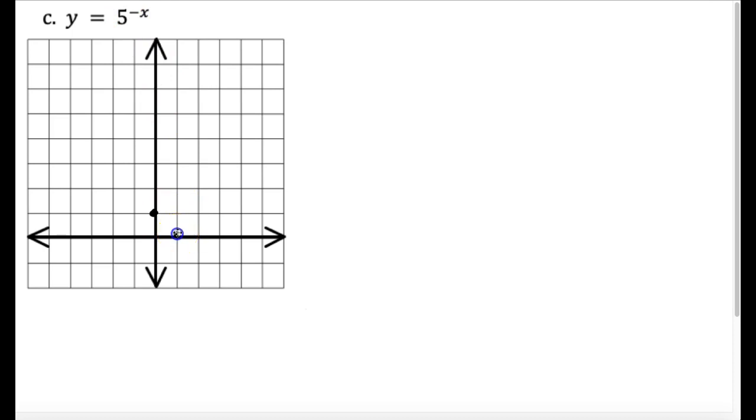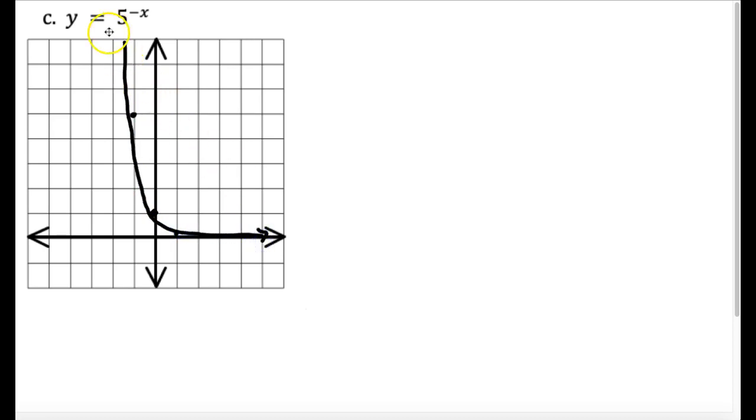So that'll be down here already, right? Now if I plug in -1, 5 to the negative first power would be 5 to the first power, so that's going to be 5. If I plug in -2, well, 5 to the negative second would be 5 to the second, which would be 25, which would be way up here. So this graph actually ends up looking something like this, right?